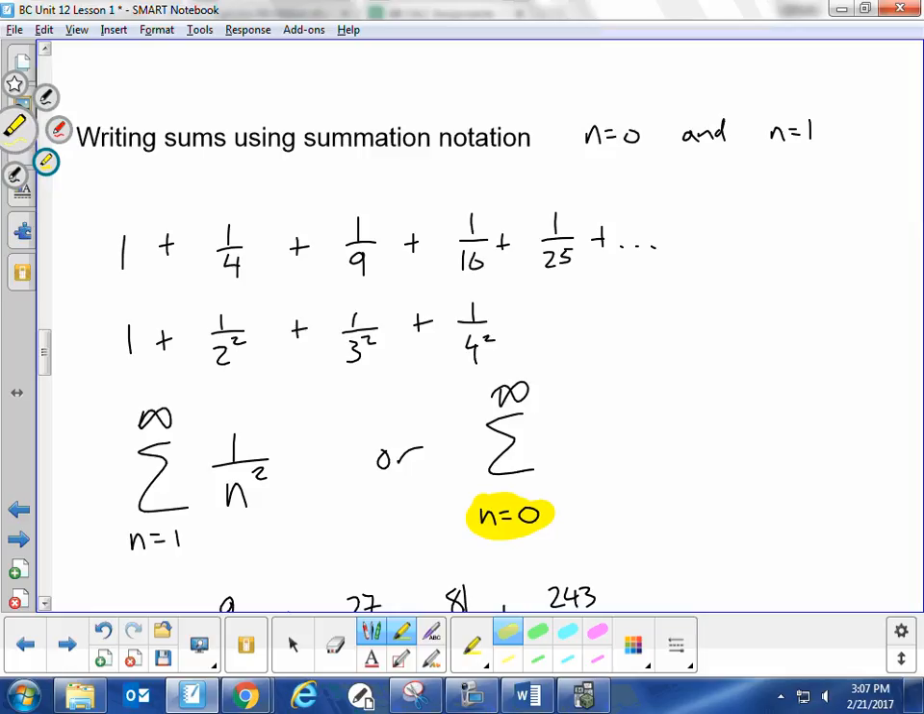How can you get the 1 plus 1 fourth plus 1 ninth plus 1 sixteenth if you're starting at 0 for n? You should be able to do it if I started at 5 for n, at 10 for n. What can you do so that you can still have this series here? If I tried 1 over n squared, it doesn't work, because I'd have 1 over 0 squared as my first term. That's not right. All right, figure out the adjustment. Discuss it with your neighbor.